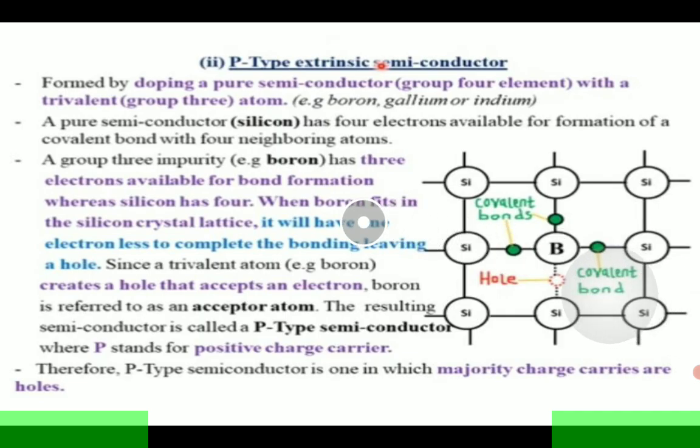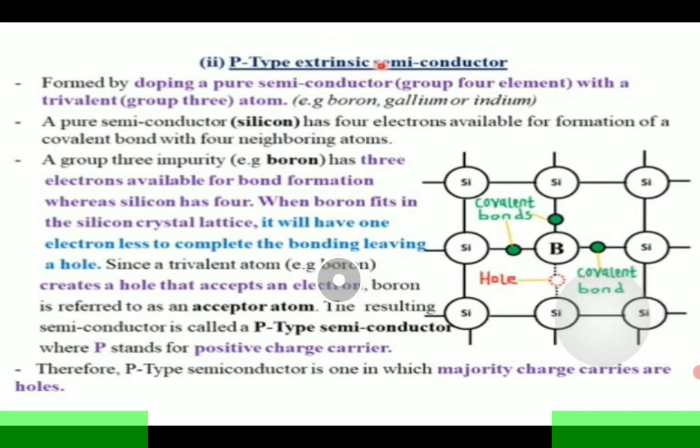So when boron fits in the silicon crystal lattice, it will have 1 electron less to complete the bonding, leaving a hole. There's a hole there that is created. This hole means boron has not been able to share an electron with silicon. Only silicon will be able to contribute its bonding electron to boron, but boron will not have an electron in return. So that leaves a hole. Remember, a hole is positively charged. It's a positive charge carrier.